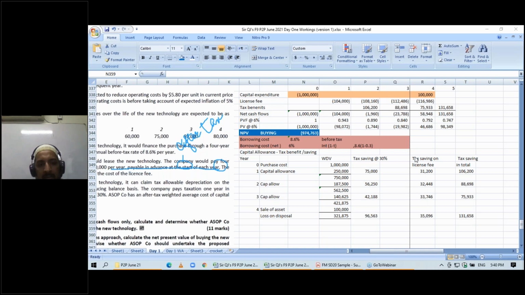Yes, they haven't said anything about license fee tax saving, but in case of buying, you have to pay the license fee. But in case of leasing, you don't have to pay license fee, right? So over there, they are not going to consider license fee. It is different over there, and in buying, you have to consider the license fee. So it's different. That's why we have considered it. We are only going to consider the differential cash flows. That's why we need to consider it.